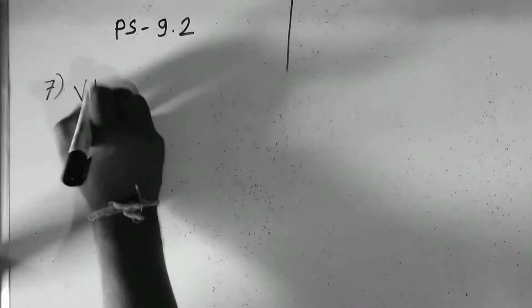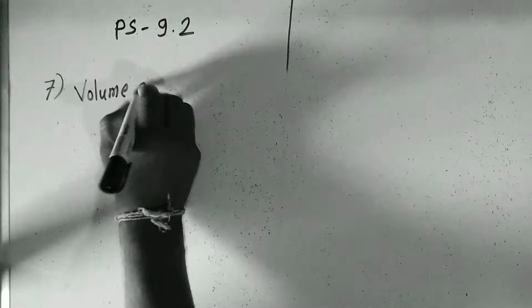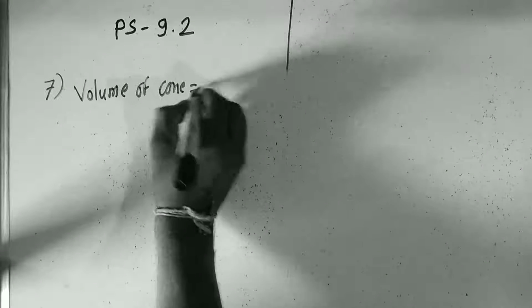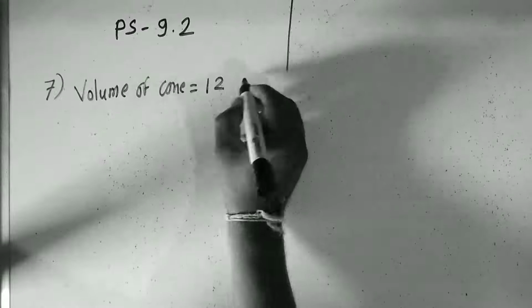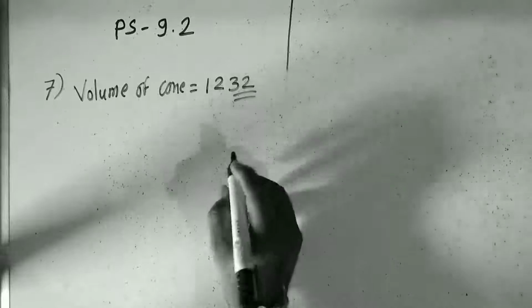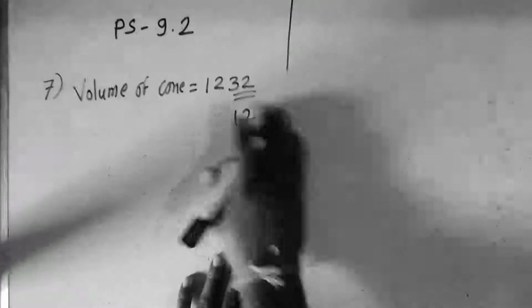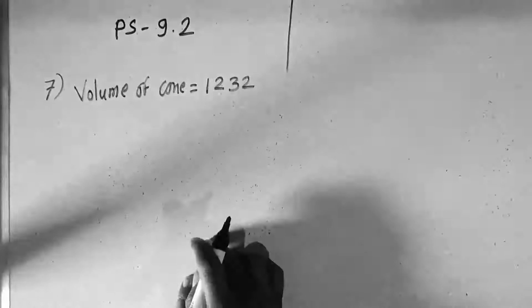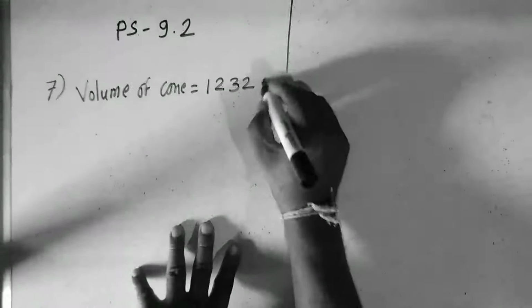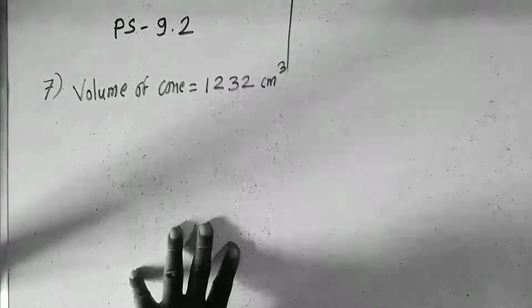Question number 7. Volume of cone is given. Volume of cone is 1232. Students, remember it is given in the book as 12. Some books have 12 here, but it is 32. Make it 32. There are many corrections in old books.